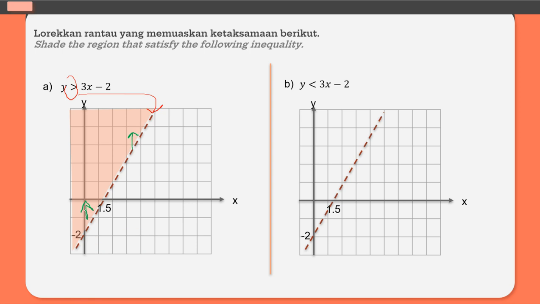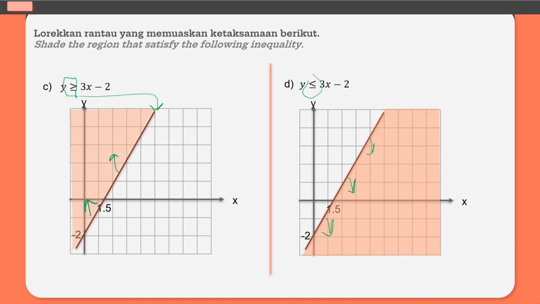Next example, we have the dashed line also because we don't have the equal sign in the inequality notation. So we are looking at y less than 3x minus 2. That means you are looking for the region below the dashed line. So here is the shaded region. Alright, for C, we have greater or equals to. Because of the equal sign, you have a solid line. So when you have y greater or equals to 3x minus 2, you are looking for the region above the line. So here is the shaded region. For D, we need to detect the region less or equals to. That means you are looking for the region below the solid line. So here is the shaded region.